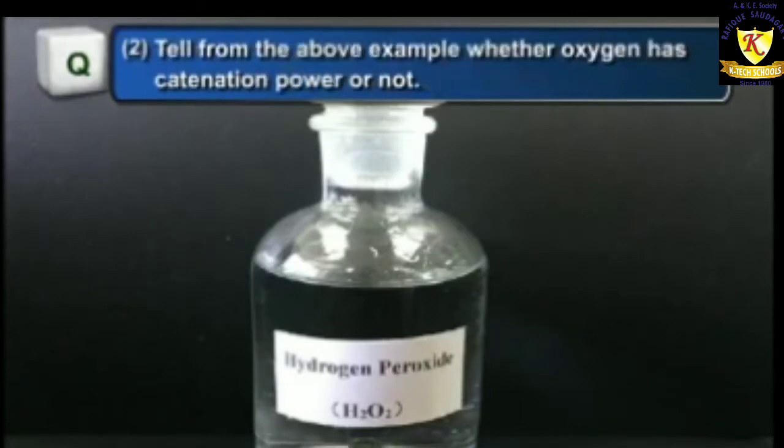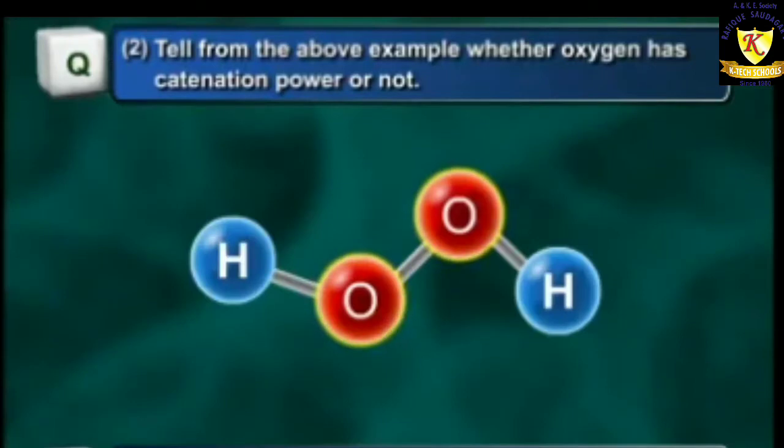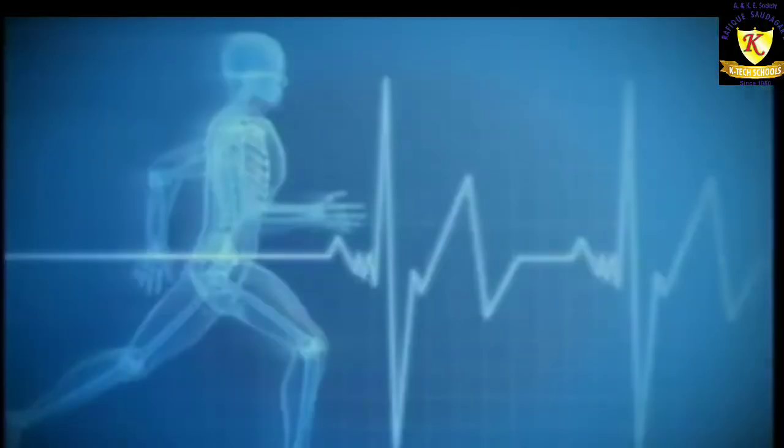Tell from the above example whether oxygen has catenation power or not. Oxygen shows very less tendency towards catenation. Oxygen links its two atoms in peroxides only. Got it?